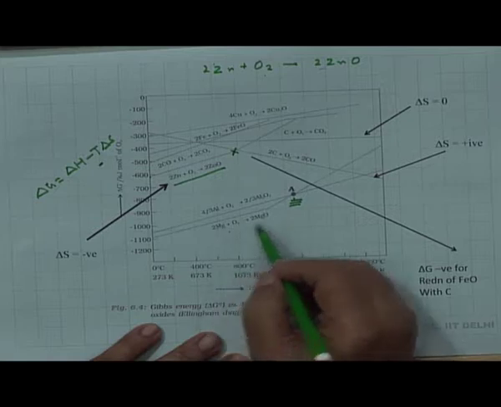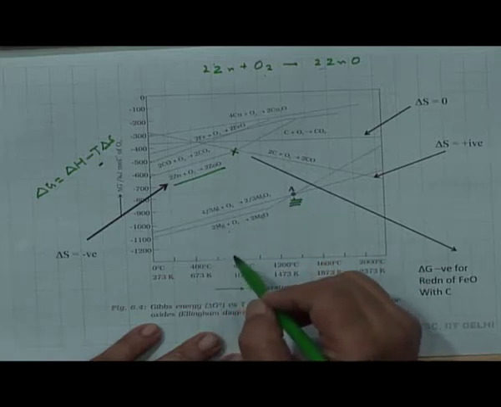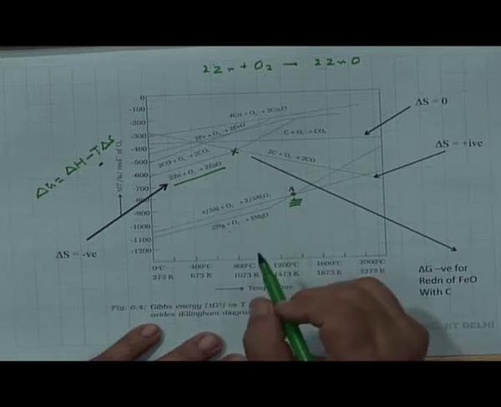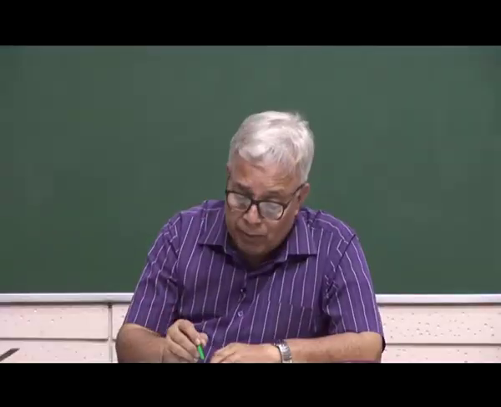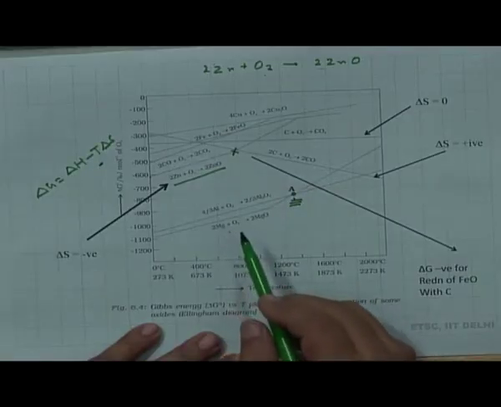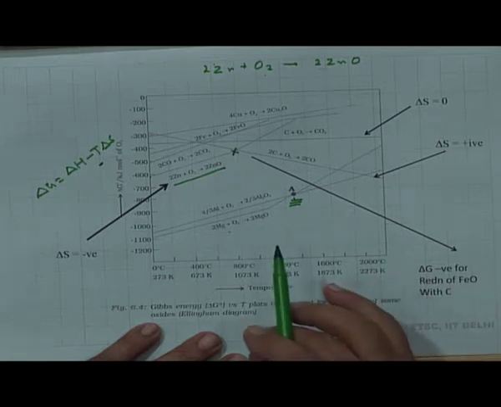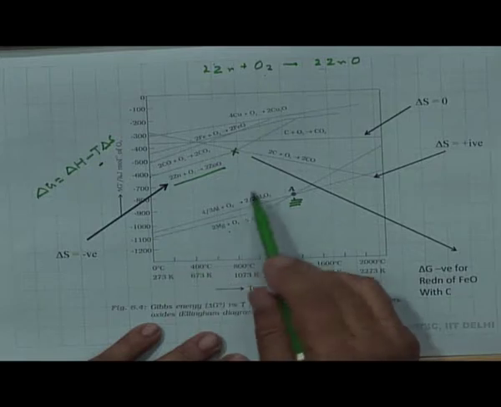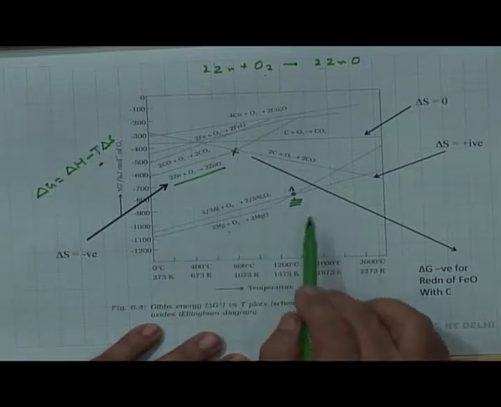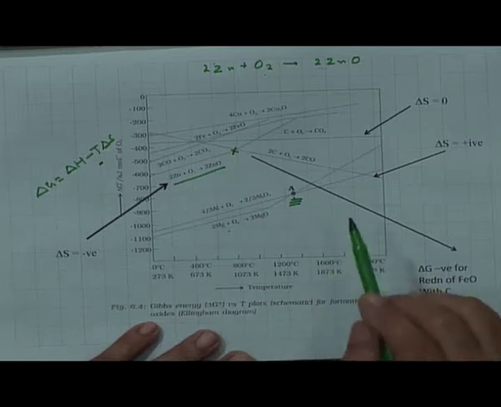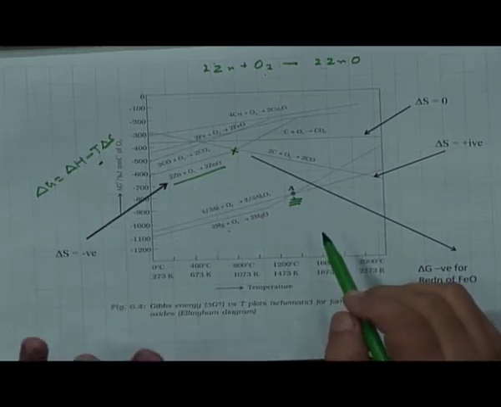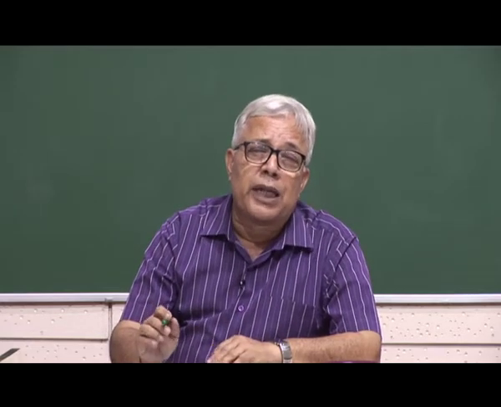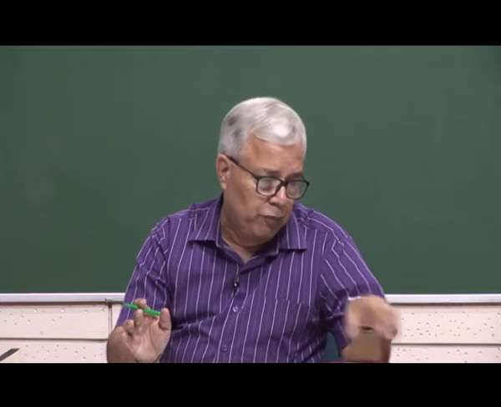But theoretically it is predicted from this Ellingham plot that magnesium is a suitable reducing agent for aluminum oxide, but we do not use magnesium as a reducing agent for aluminum in practice. There are practical reasons for it, which we will discuss later, but you can easily predict which can be a possible reducing agent. It may be used or it may not be used. That is another issue.